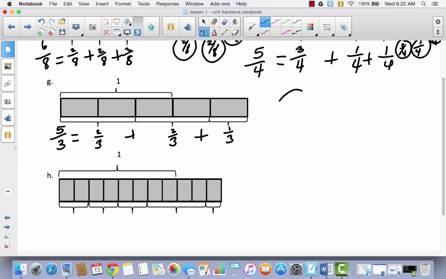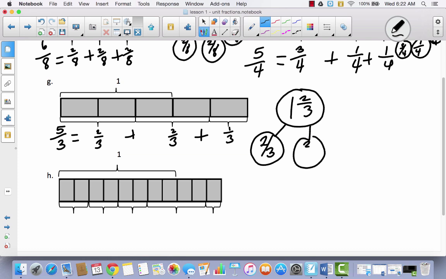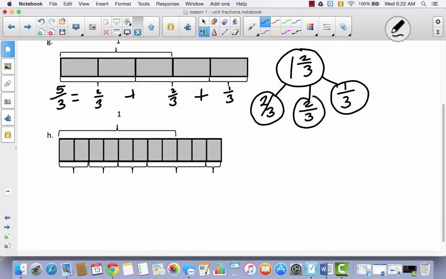All right, so let's do our number bond. Okay, so I'm going to do this as a mixed number. So I actually have 1 2/3 all together. And I'm going to decompose that as 2/3 and 1/3. Okay? All right, now let's go down and look at the last one.